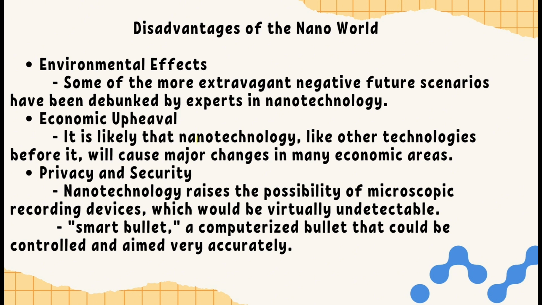The last one is the privacy and security. Nanotechnology raises the possibility of microscopic recording devices which would be virtually undetectable. Smart bullet, a computerized bullet that could be controlled and aimed very accurately. Privacy and security concerns in nanotechnology primarily revolve around the potential issues of nano devices for surveillance or unauthorized data collection. Miniaturized sensors at the nanoscale could raise issues related to privacy infringement if used without proper regulations.